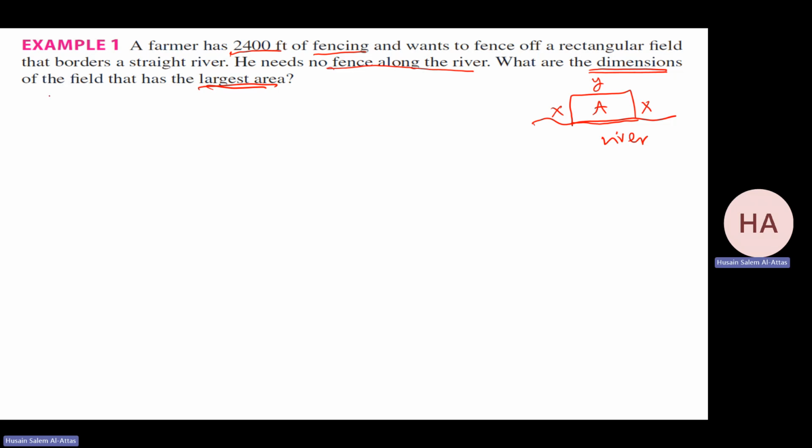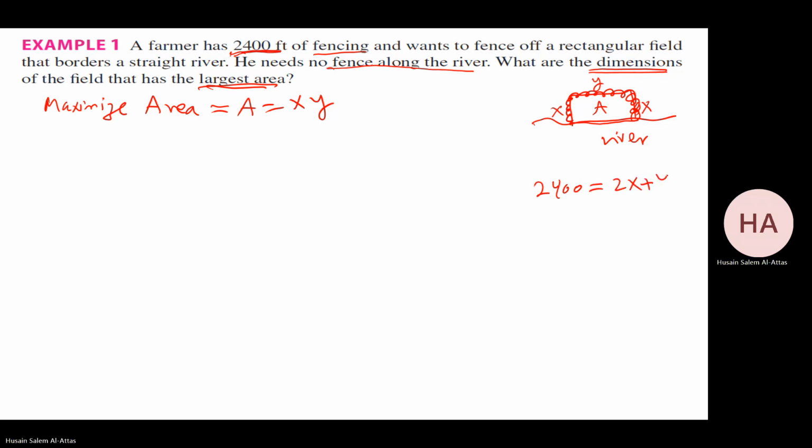Okay, I want to maximize the area, which is A, which is X times Y. This is what I'm looking for to maximize. Okay, what else do I have? I have the fence is 2,400. So the things which I will put here is 2,400. So I have 2,400 equal to X plus Y.